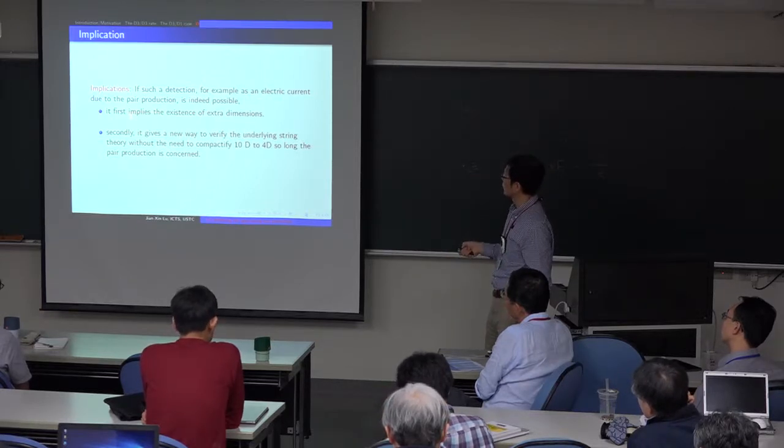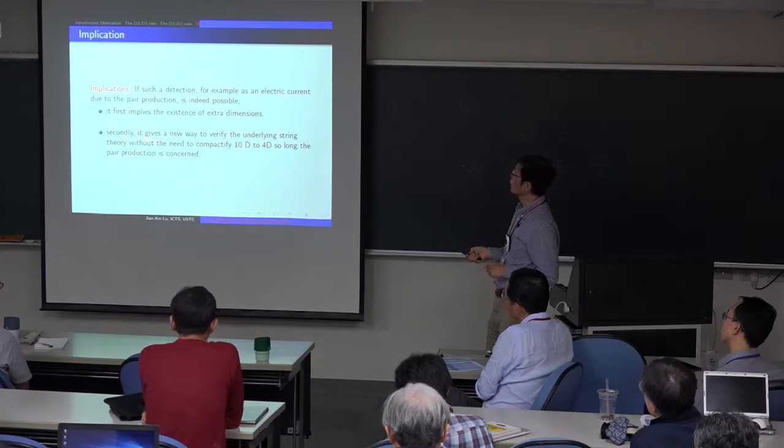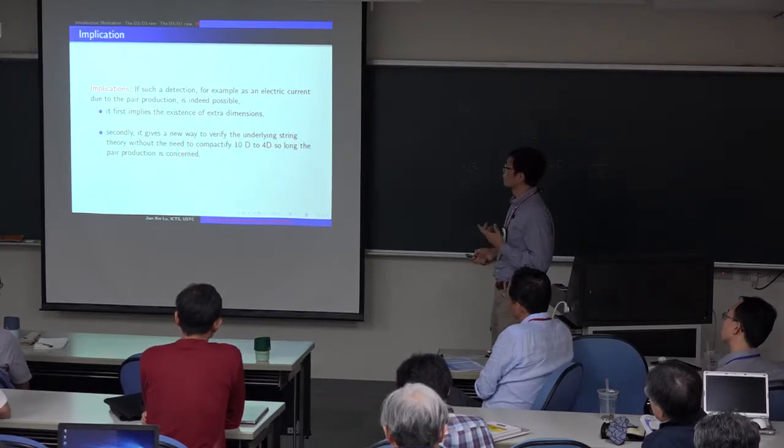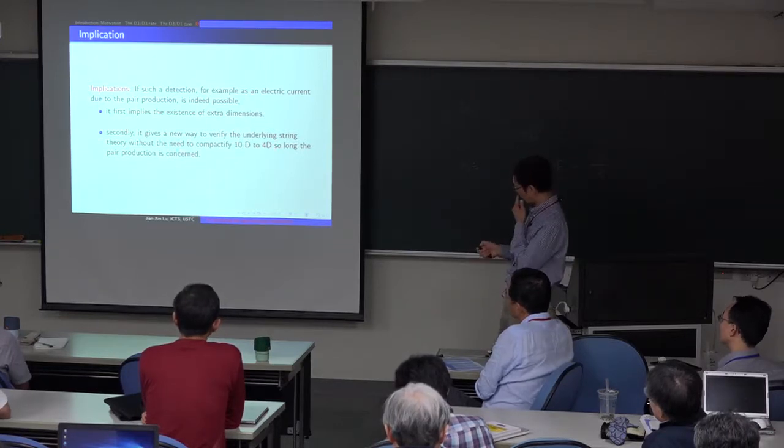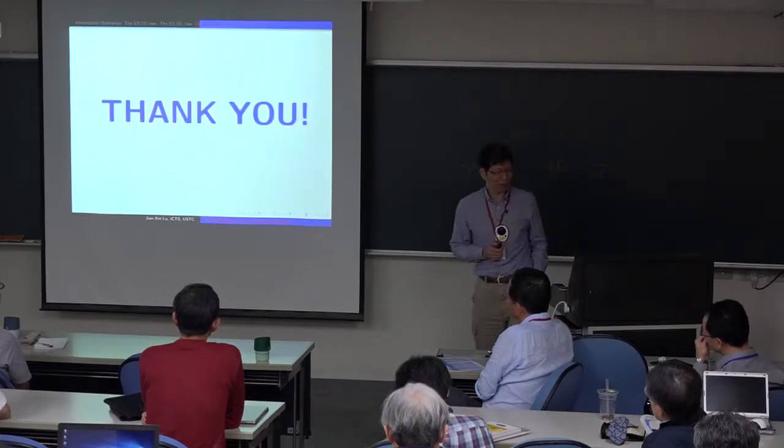So this tells us that. The second thing: it gives a new way to verify the underlying string theory, so long as pair production is concerned. That's basically the implication, and that's basically what I'm trying to tell you. Thank you.